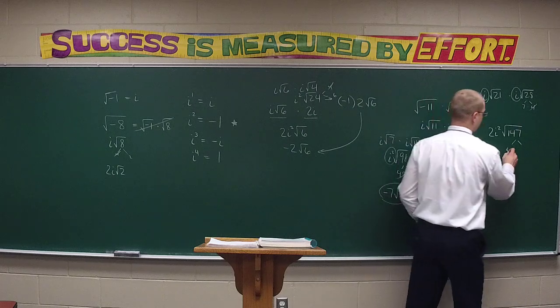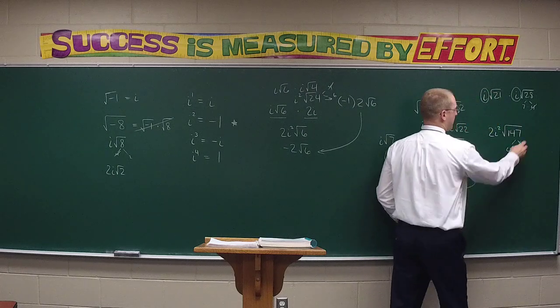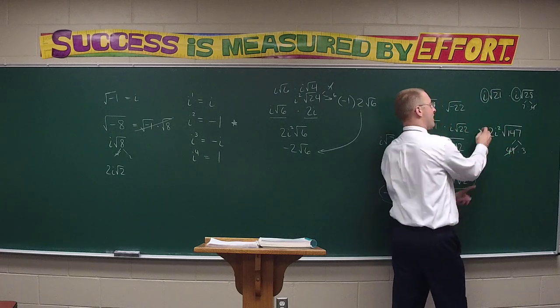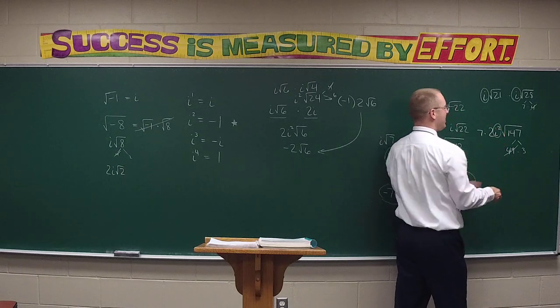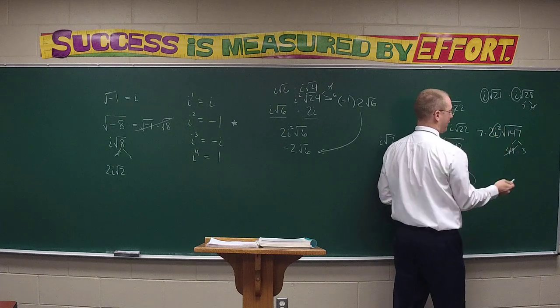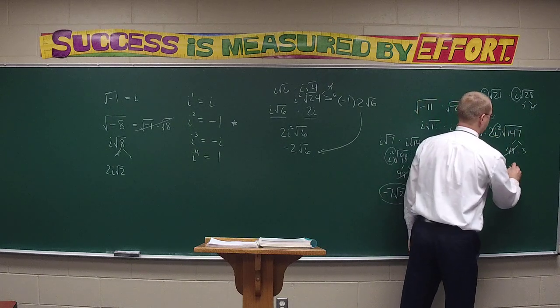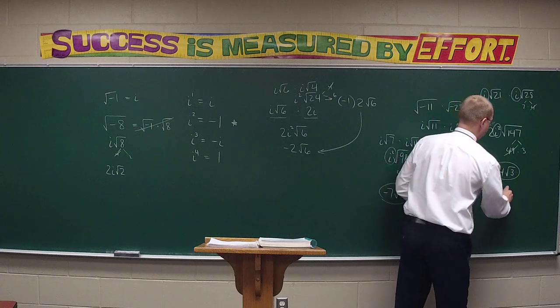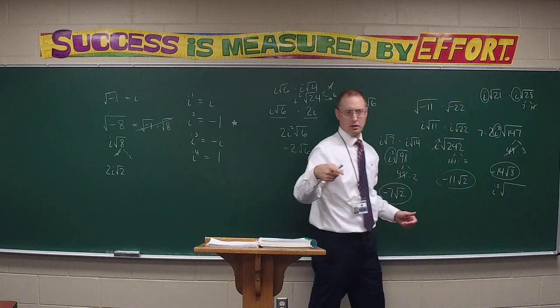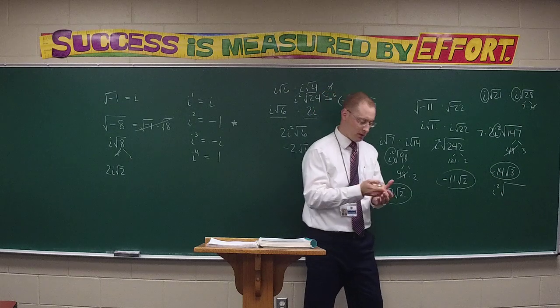49 times 3. Good, Michael. All right, so we pull out another 7 times the 2, and the I squared becomes negative 1. So really it's 7 times 2 times negative 1, times the square root of 3. If you just multiply it straight up, you'd end up with I squared times, what is 21 times 28, anybody? Calculator? 21 times 28?